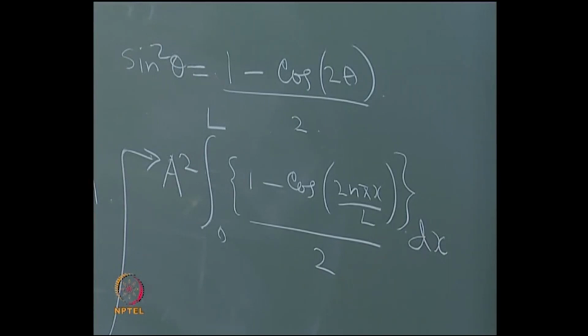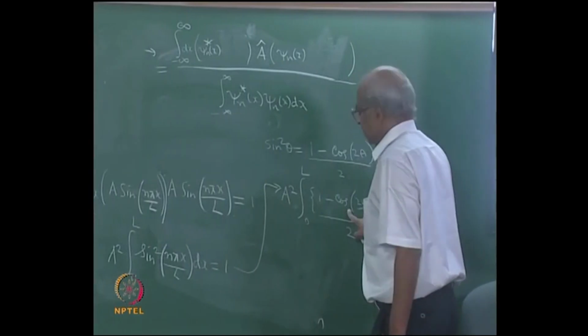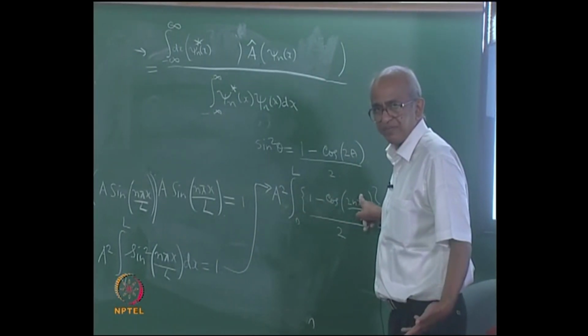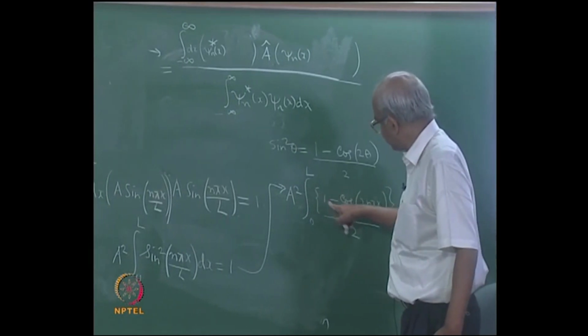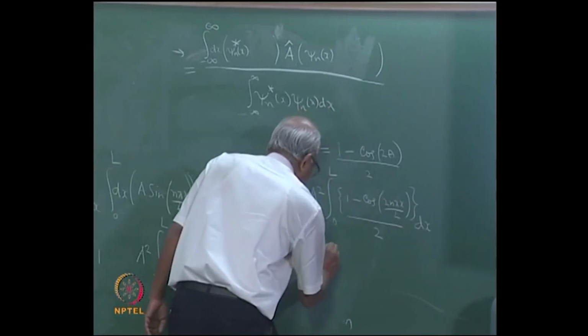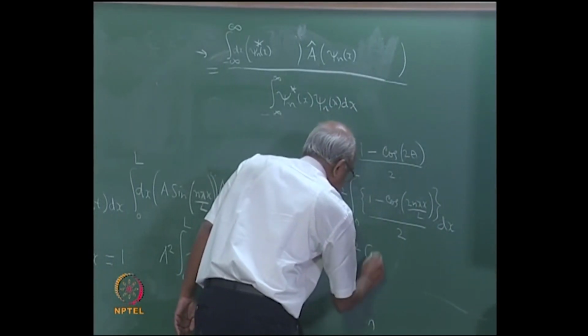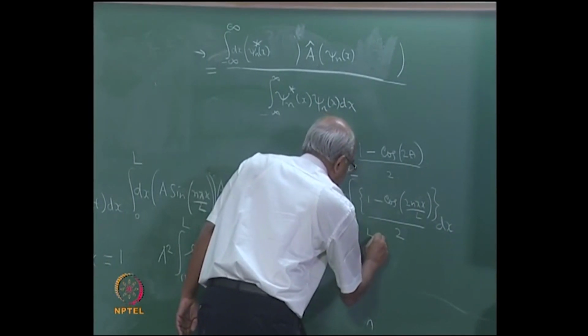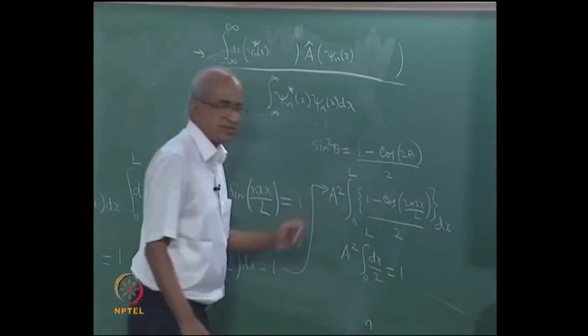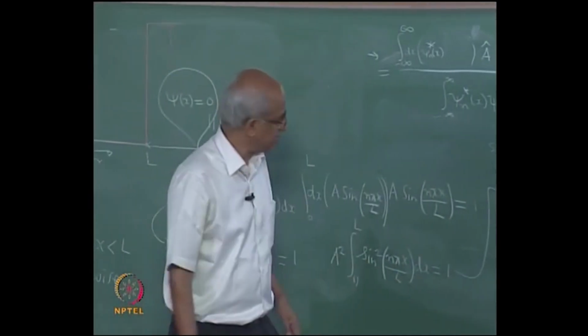And then maybe I will not evaluate this. What is going to happen is that this term, when you do the integral, will give you the answer 0. Only the first term, which is half, will survive. And so, this is going to give you A squared into the integral from 0 to L of dx divided by 2 is equal to 1, and that is an integral that can be easily performed.